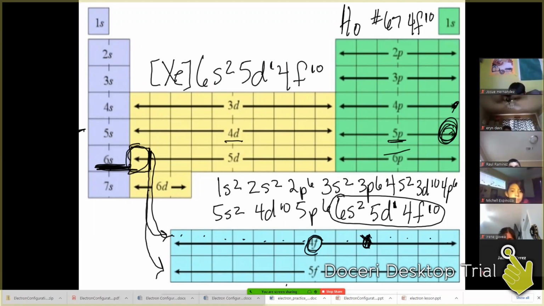All right, if you look at the very last page of your notes, so for y'all that's on the back, it talks about some exceptions. So we're going to look at those, and then we'll look at some ions.